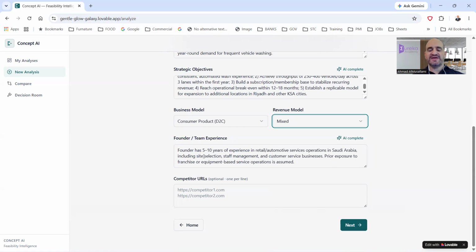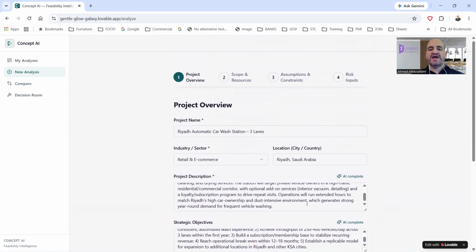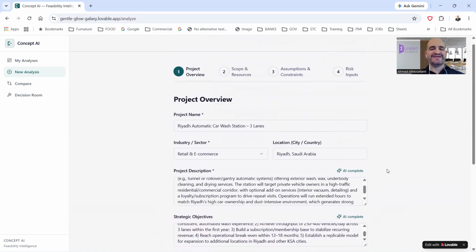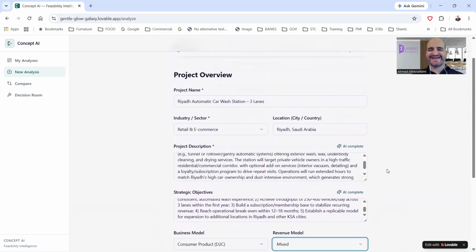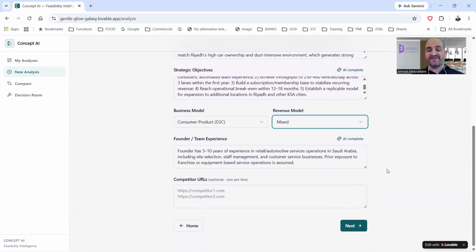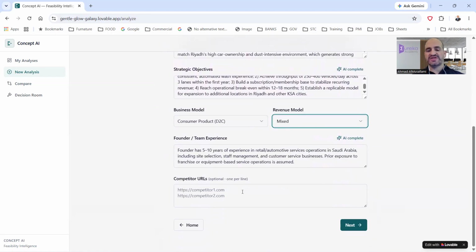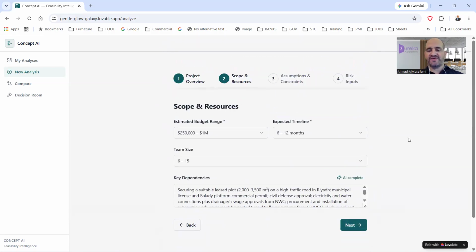Founder team, we're talking about 5 to 10 years of experience in the industry. So it's better to have somebody who knows the industry inside out. But exactly, this is just an example. So this is the overview. If you know some of the competitors, we can put them right away, the link for the URL for the competitors.